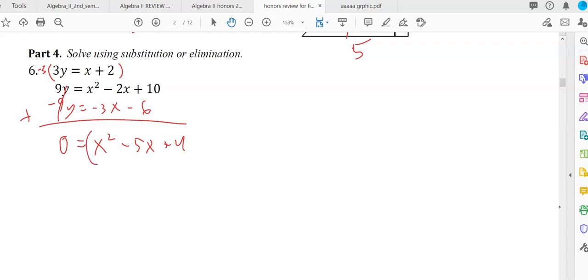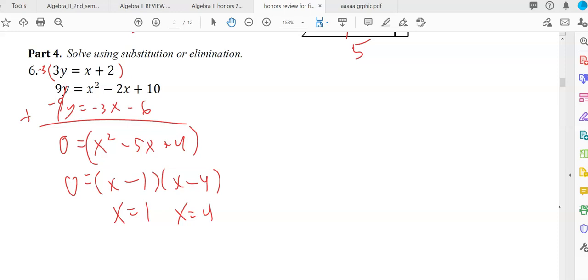Hoping this works. Maybe it factors. Maybe 4 and 1, both of them minus. So the solutions are x equals 1, x equals 4. You could just plug those in to make sure they work. I think they do though.